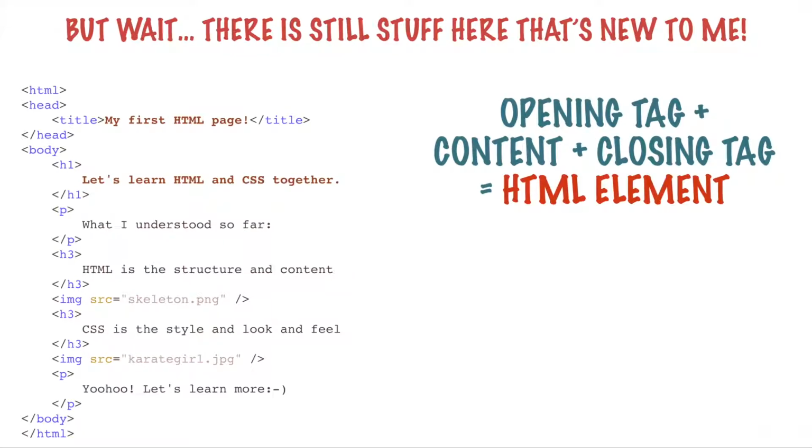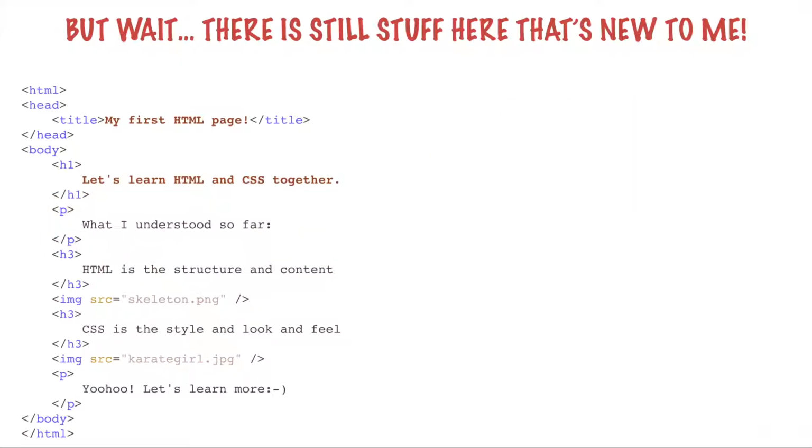The opening tag plus the content plus the closing tag together constitute an HTML element. For instance, in what's highlighted now, the opening and closing tags which are P and /P, in addition to the content, which is the text, what I have understood so far, all of these three together constitute an HTML paragraph element. This definition of an element will be important to remember throughout this class.